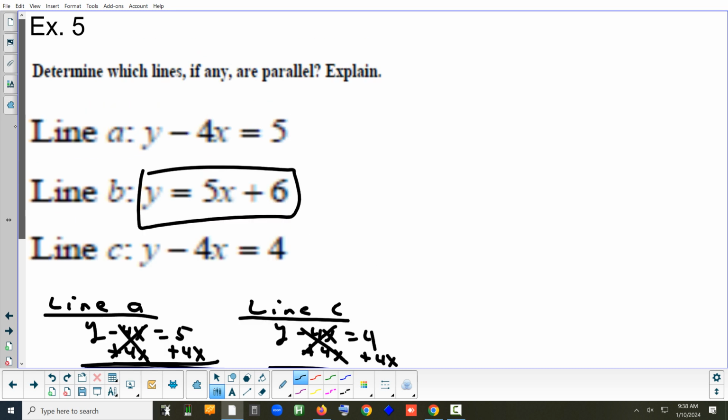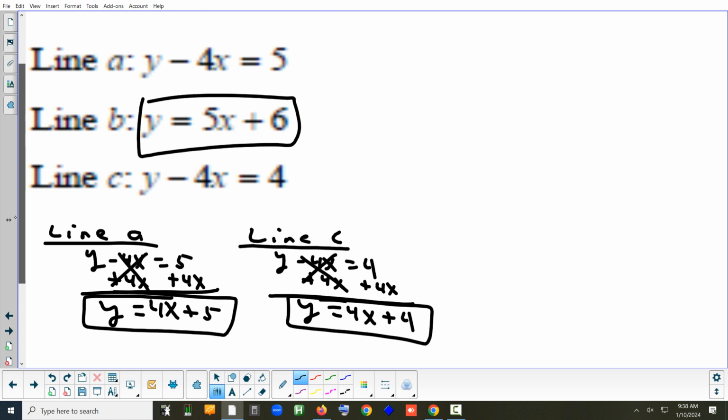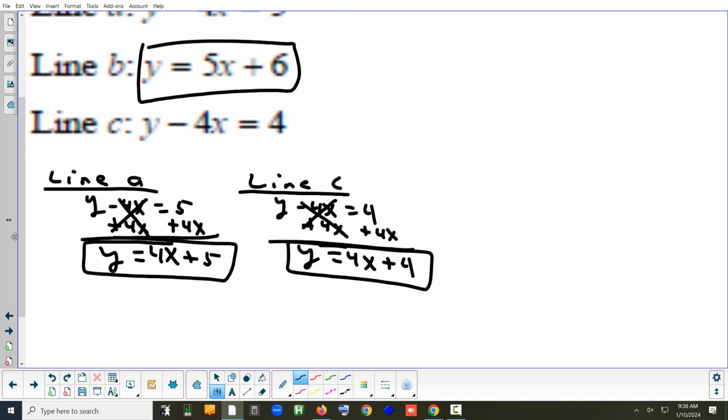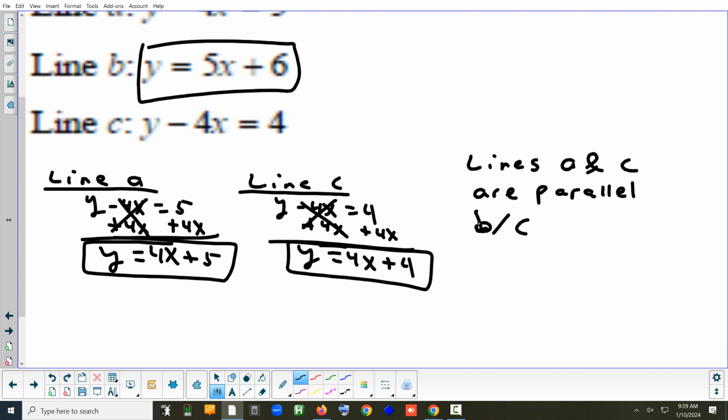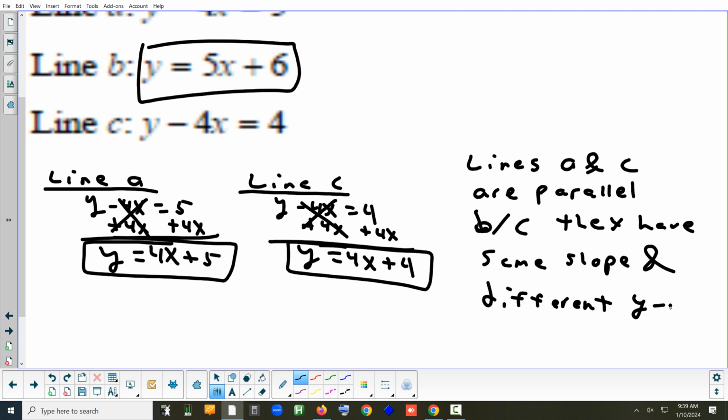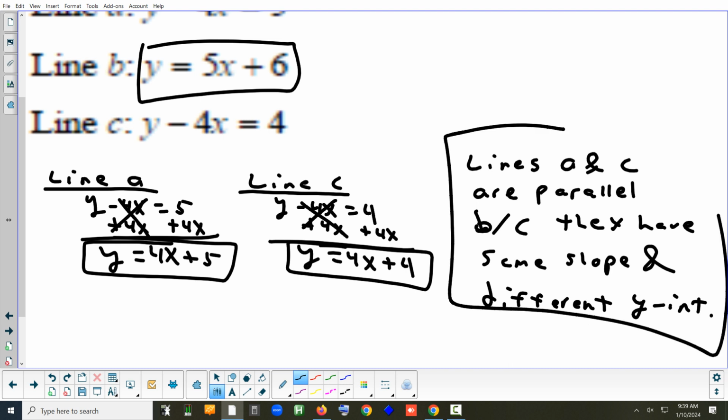So determine which lines are parallel, and it says explain. So I'm going to ask you why they're parallel. You would write down lines A and C are parallel because they have the same slope. And what was the other thing they had? Different y-intercepts. Same slope, different y-intercepts.